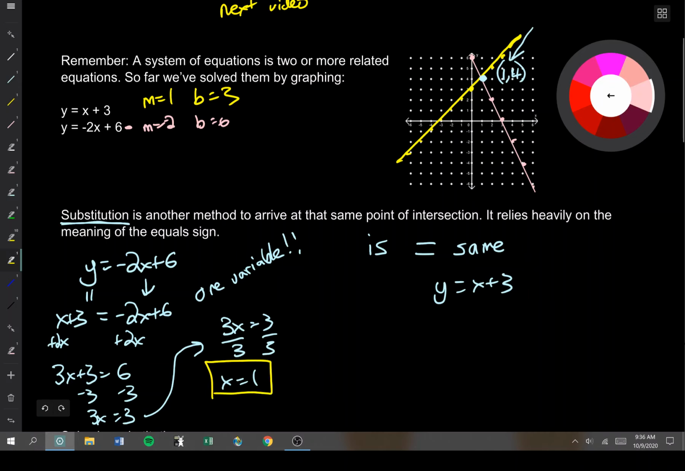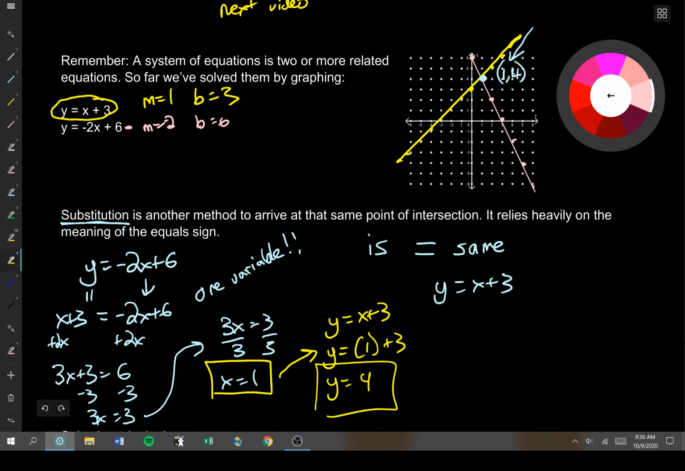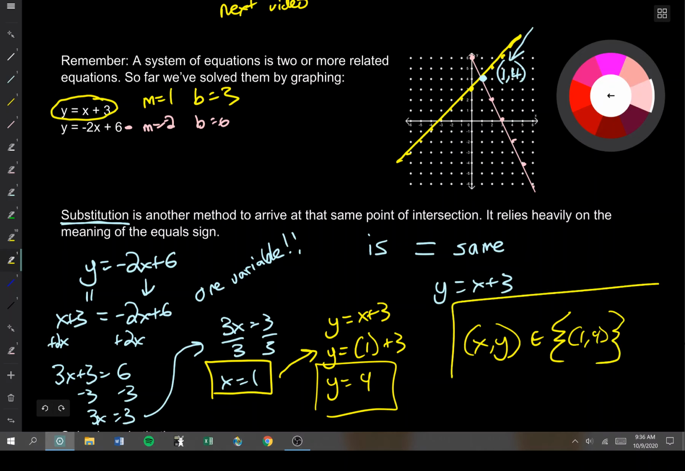If I take the fact that x equals 1 and plug it back into one of my equations, like I'll plug it into this one because it's going to be really simple. If I take x equals 1 and plug it into the equation y equals x plus 3, well, since x is 1, that becomes 1 plus 3. And we get that y equals 4. So x equals 1, y equals 4, and our solution is going to be the point 1, 4. We've solved the system.